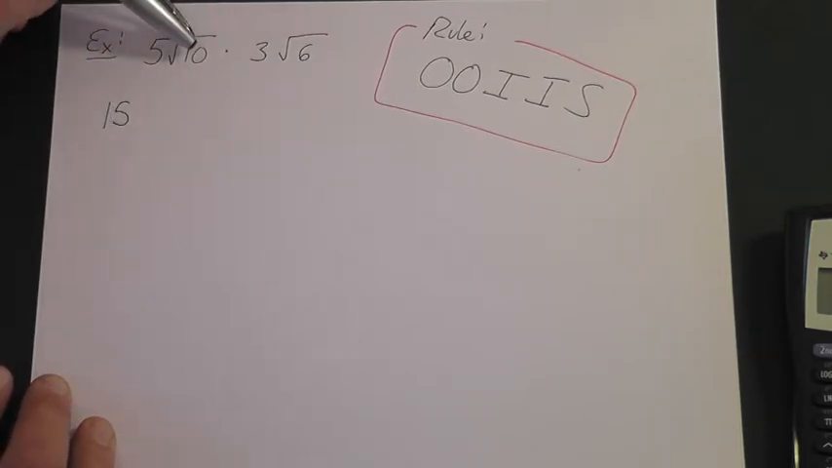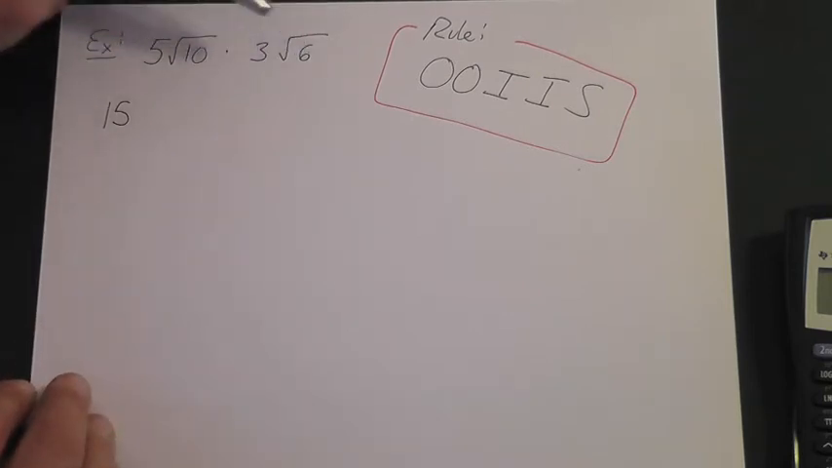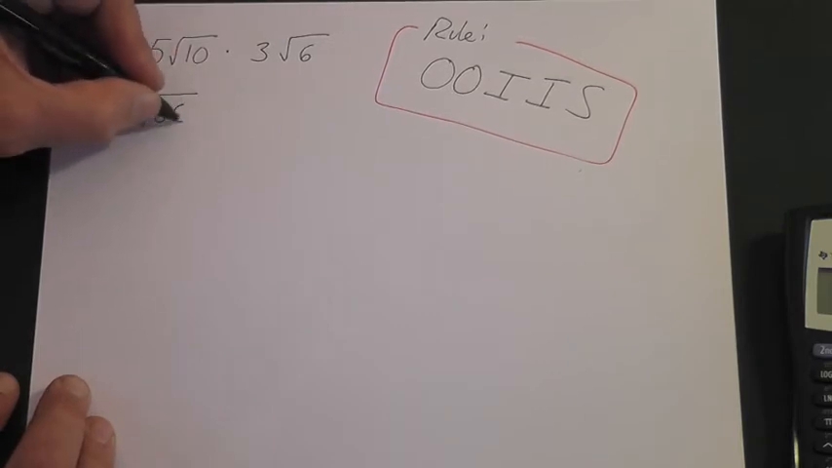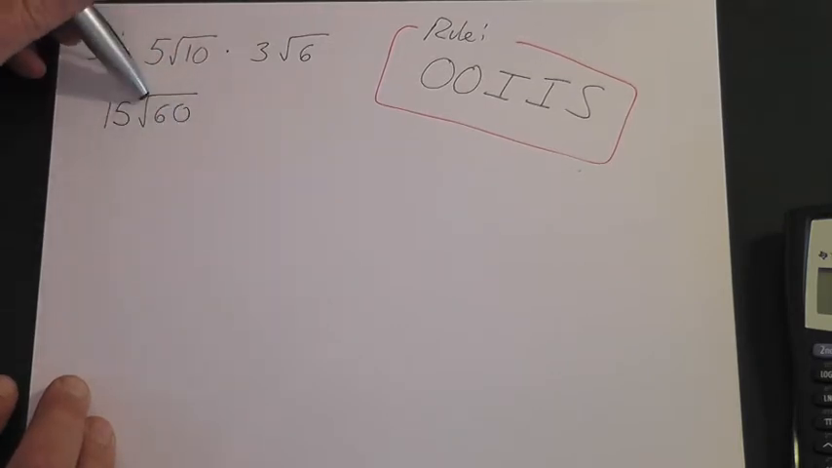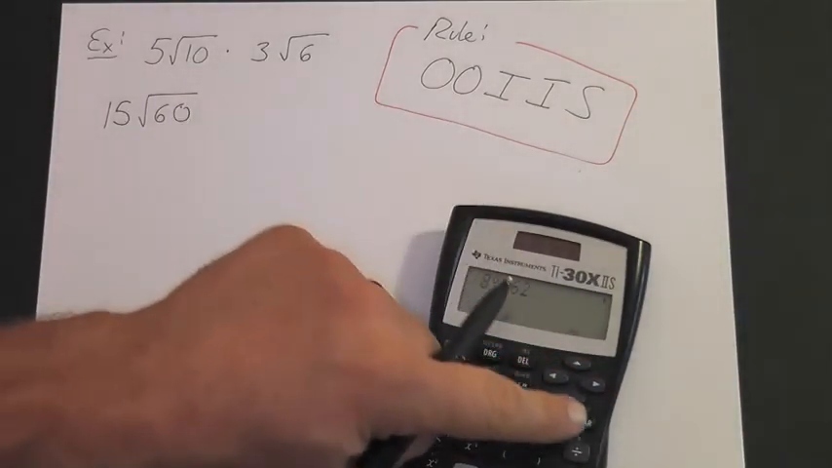And then let's look at the number that's inside the square root and the other number that's inside the other square root, 10 and 6, and let's multiply those together, and that's 60. So you have 15 square root of 60. And after you get 15 square root of 60, you need to simplify what's inside the root. And 60, I think 4 goes into it, so let's try that.